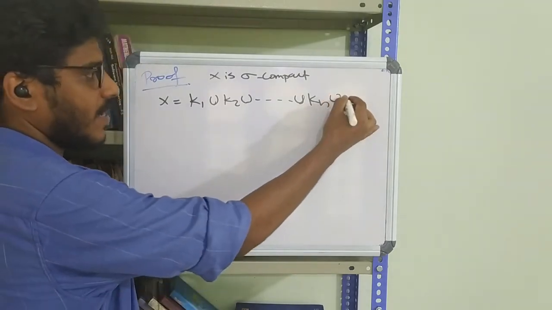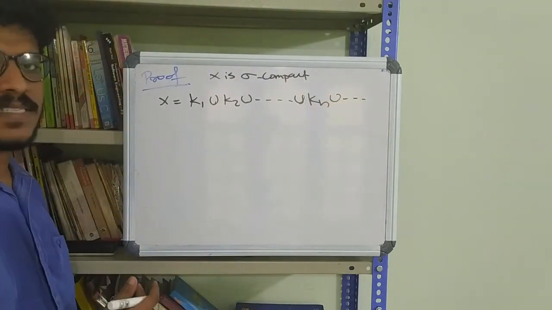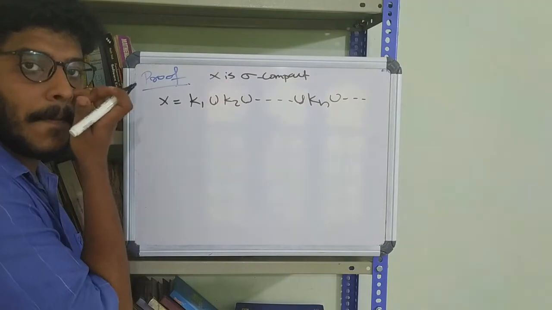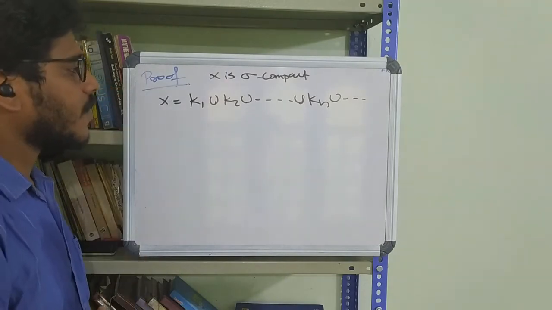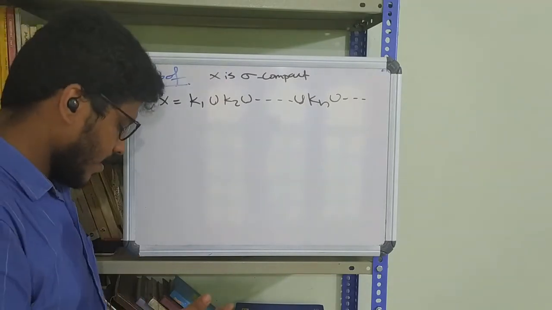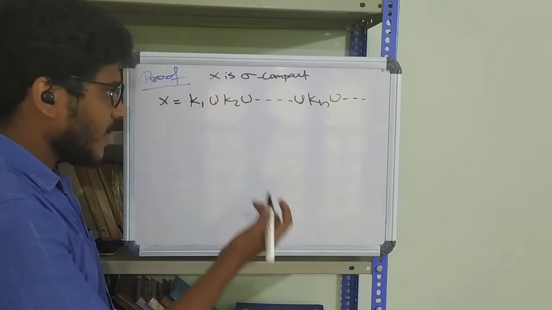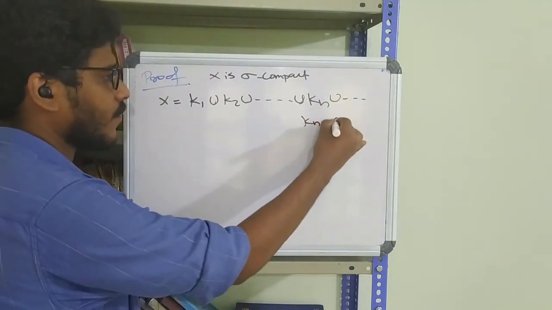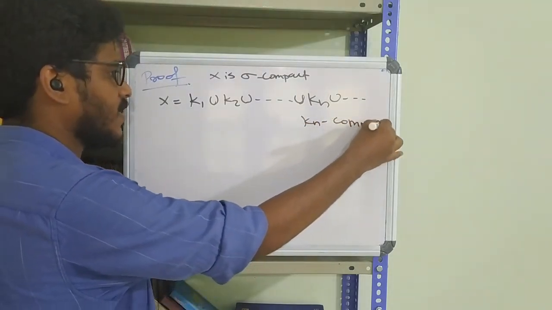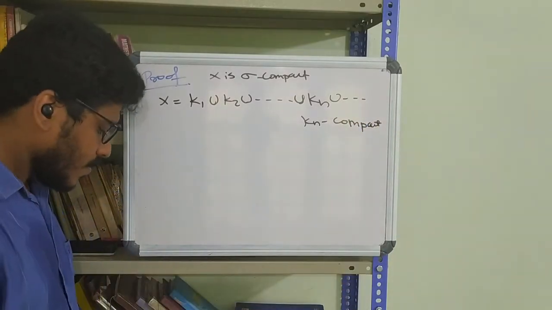See, this need not be finite, right? We just need it to be countable. So X equals K1 union K2 union, etc., union Kn, union, etc., where each Kn is compact.